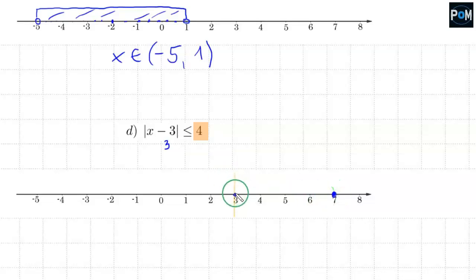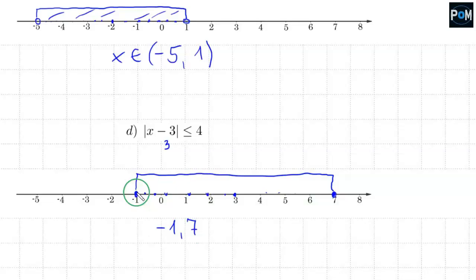Just like from this number 3, we move 4 units to the left. We'll find this number. Here too, I'll color in the circle. I want these distances to be smaller or equal to 4. Equal is here, and less than 4 is somewhere here, in all these places. So it'll be a similar cap to the previous example, from -1 to 7. Since the circles here are closed, we need to put a square bracket on this side and on this side as well. So x belongs to this interval, and this is our solution.